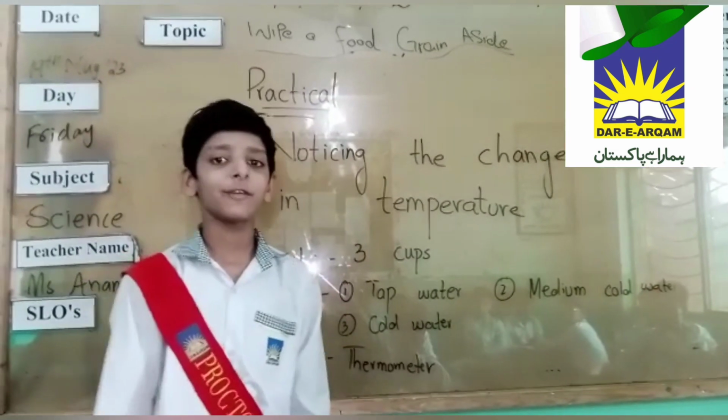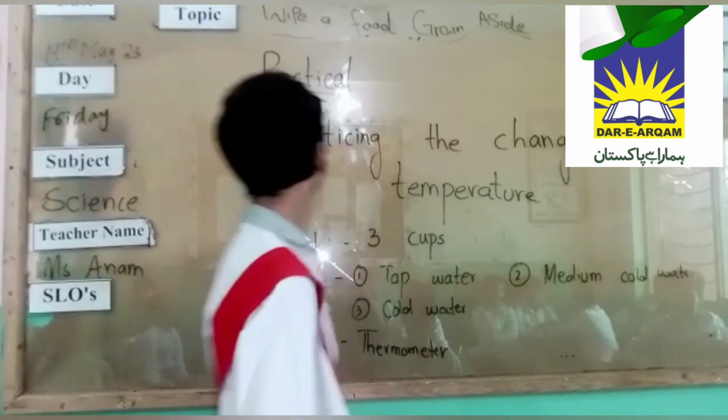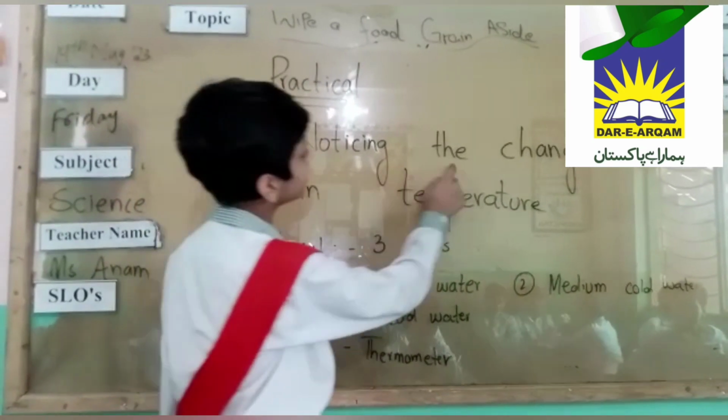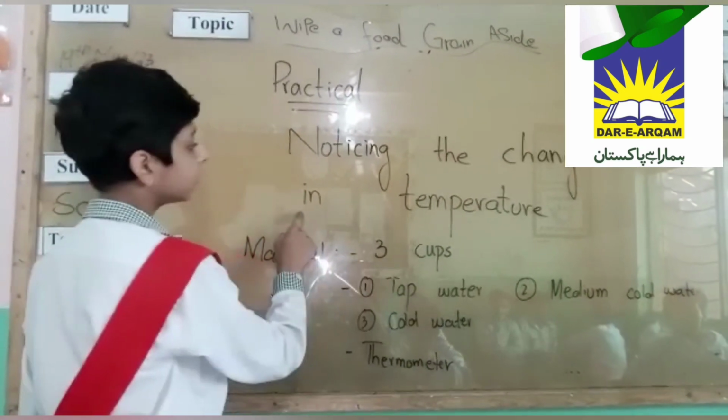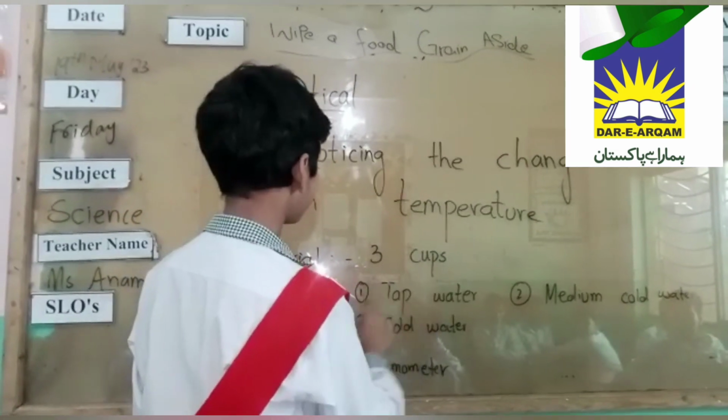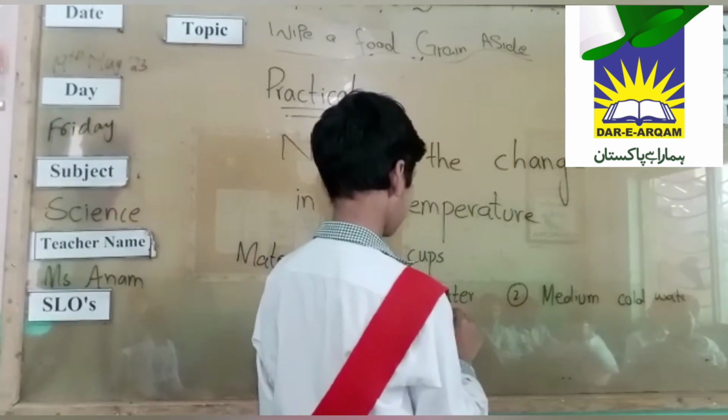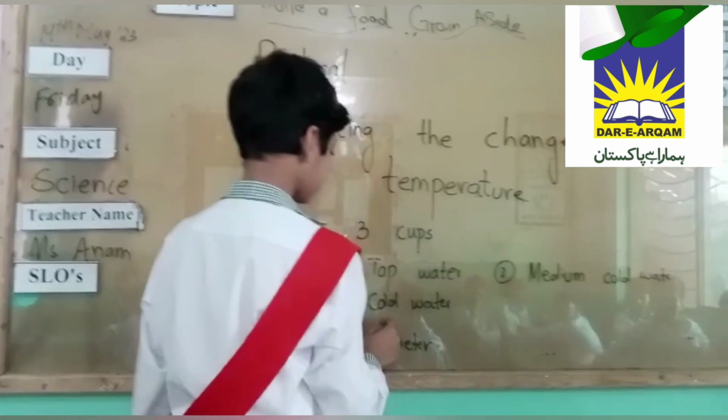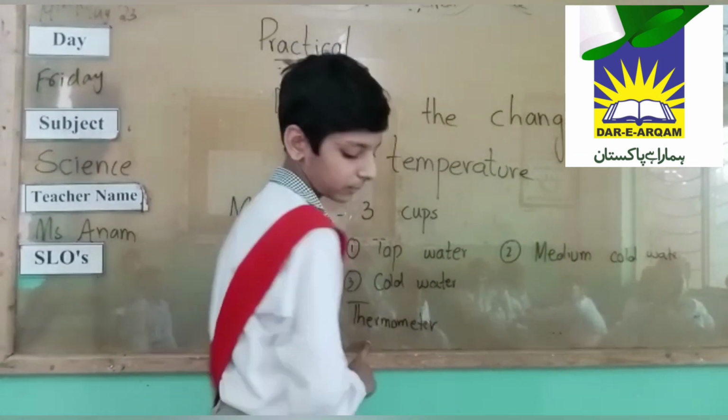I am in class 5. Practical: noticing the change in temperature. Material: 3 cups, 1 tap water, medium cold water, thermometer.